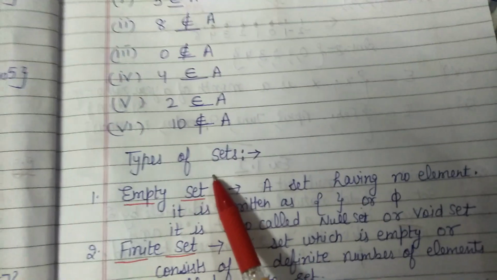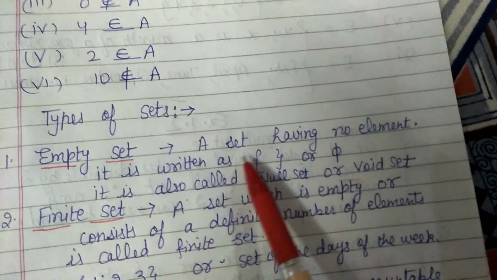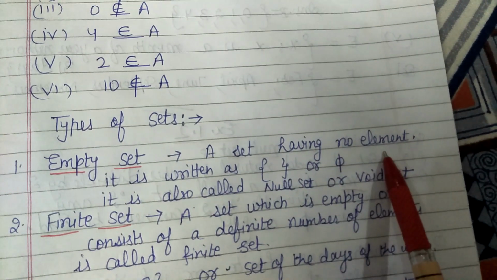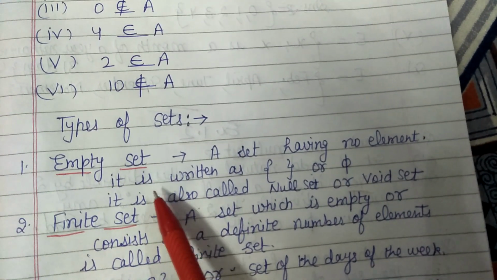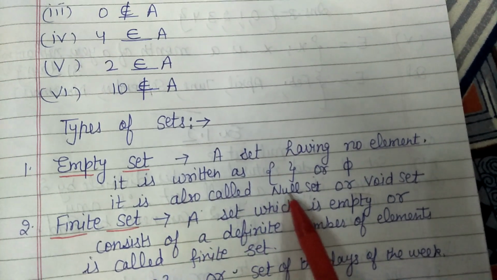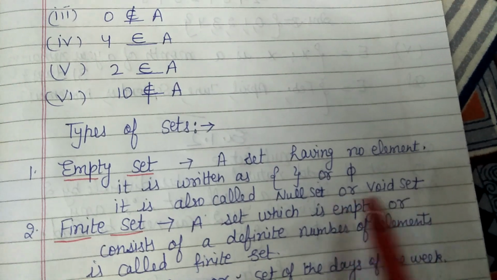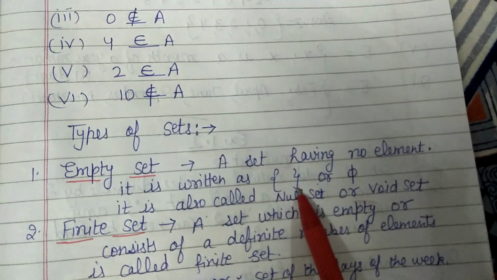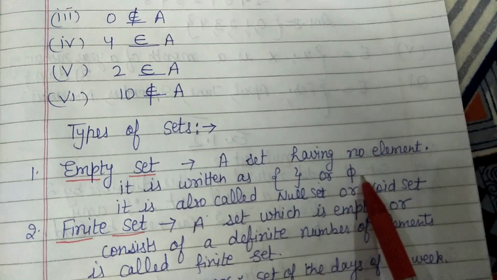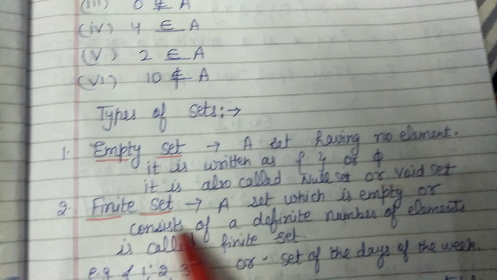Now, types of sets. Empty set: a set having no element is called an empty set, or we can say it is a null set, void set, one and the same thing. It is written as curly brackets or phi. Please see, there is no element, therefore this is an empty set.